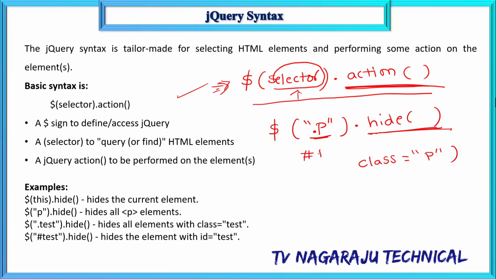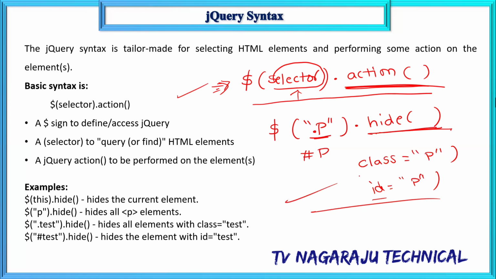Suppose if you write hash p, now the hide operation is performed only on the tags where id is equal to p. Anyway, these are the basic selectors you understand. Go to CSS. There we discussed class selector, id selector, every selector is discussed there. Clear?